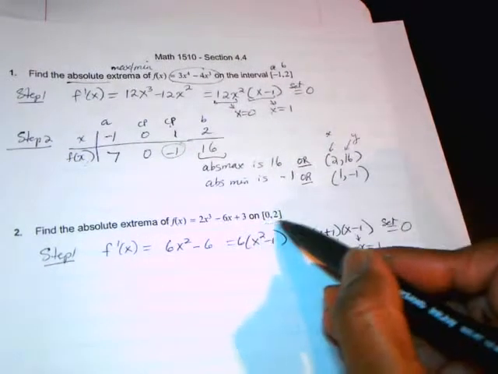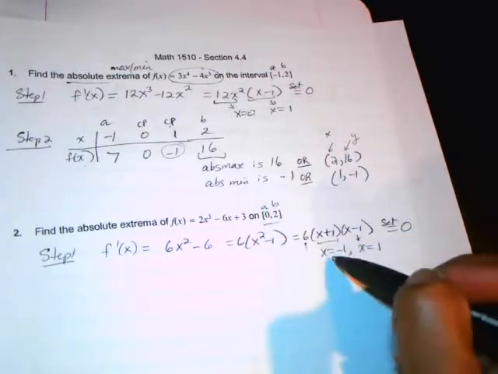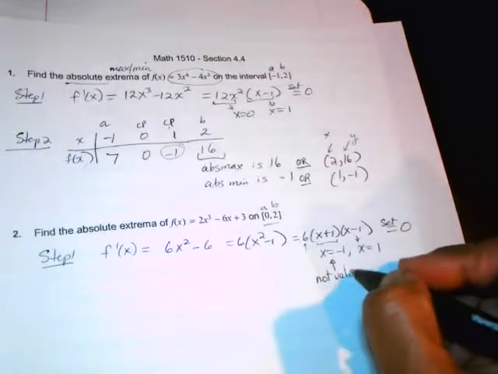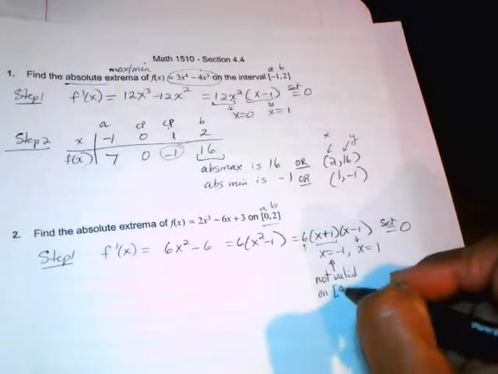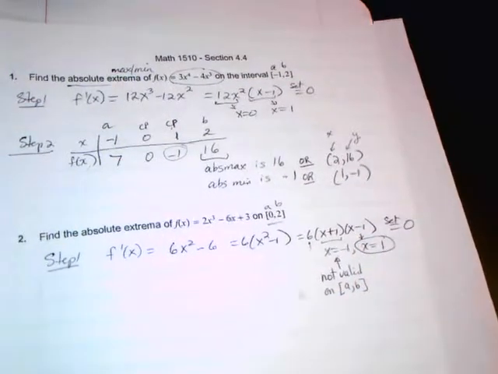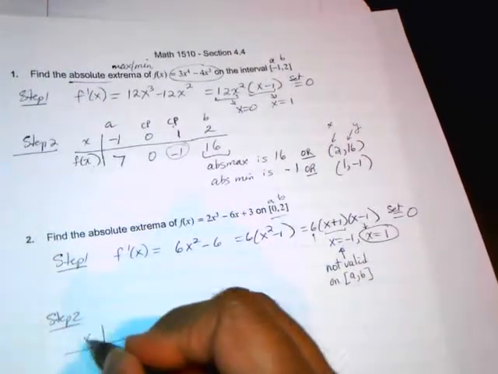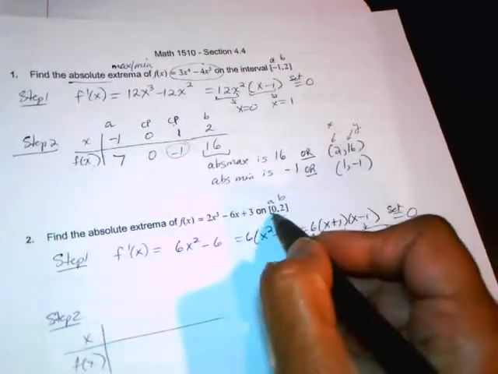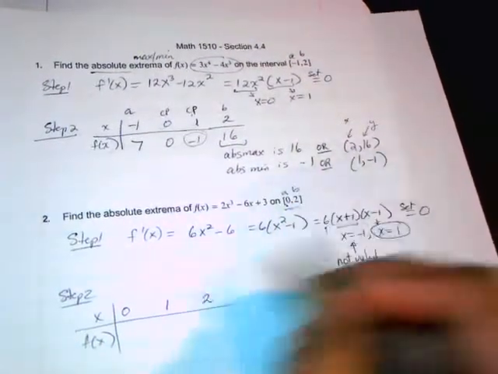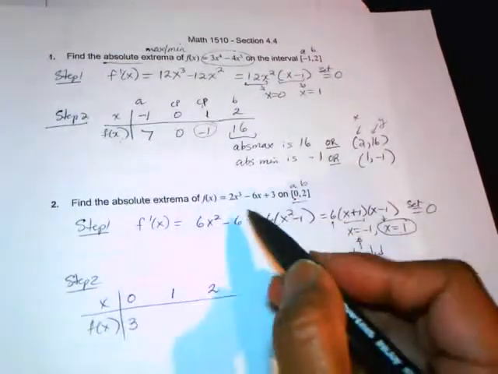But if you look at the interval, going from 0 to 2, A is 0, B is 2, negative 1 is not valid in the interval. It's not valid on the interval AB that's given to us, so we'll only need to use x equals 1. That takes us to step 2, where we build a table, x, f of x, start with the left endpoint, 0, put in the critical point and then the right endpoint, substitute all these values into the original function.